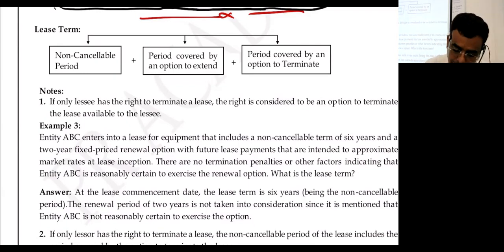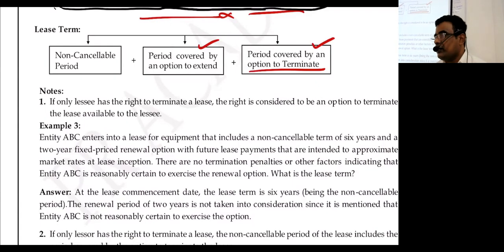Today third, right? Okay. Non-cancellable period covered by an option to extend, provided, sorry, period covered by an option to terminate. Did we study lease term? What is lease term? Even if you have not studied, it does not matter. How many days is the lease? What is the life term? How many days does a human being live?